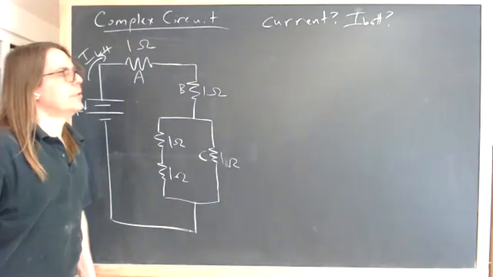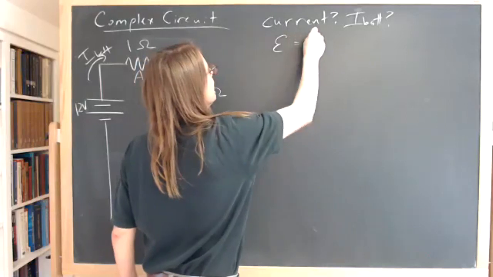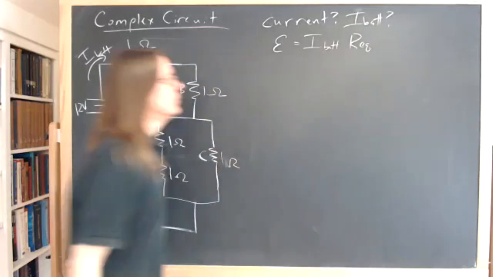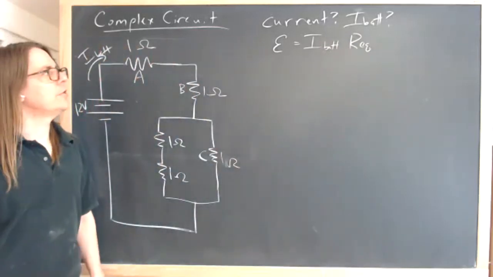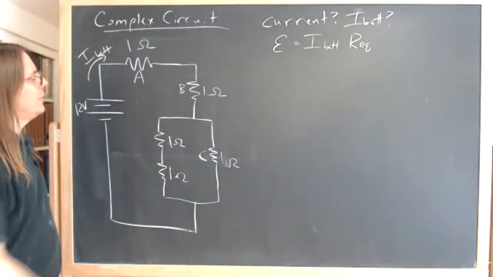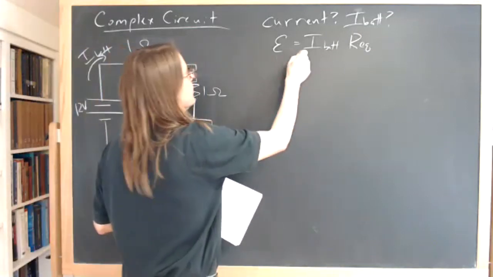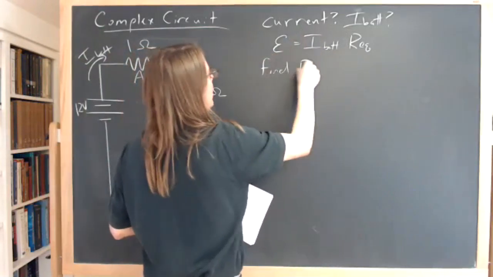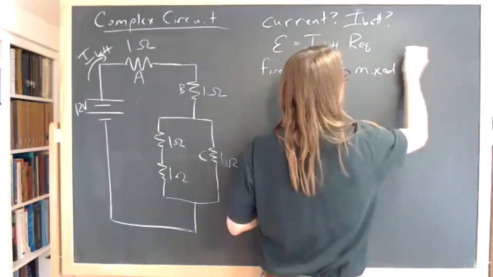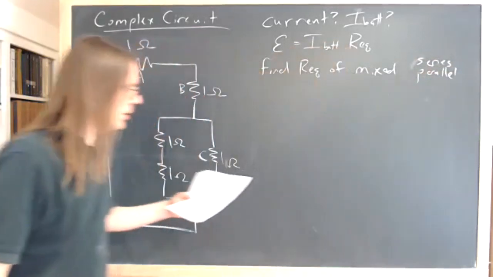All right. So for the first equation, you can say that the battery puts out an EMF, and it sends out current because it senses the equivalent resistance of the circuit. So really, to find the current, all we have to do is calculate the equivalent resistance of the circuit. But we have this mixture of series and parallel, so we're going to find REQ of mixed series and parallel.